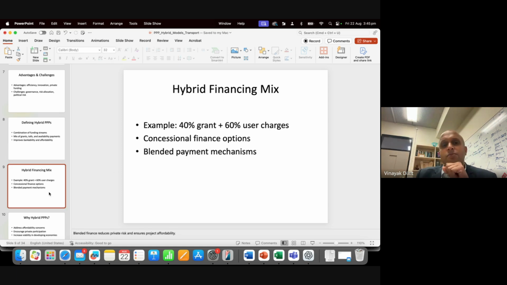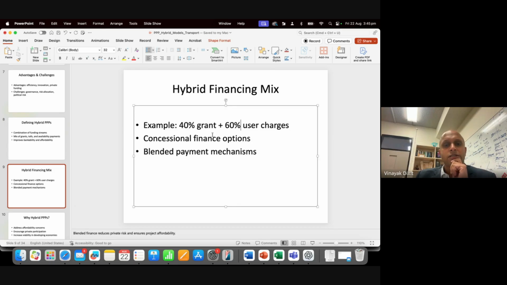So this is one example where you have a 40% grant and 60% user charge. You also can get concessional finance options or blended payment mechanisms where there's some payment being made every year by the government, but you're also paying part of the revenue to the government. Okay.